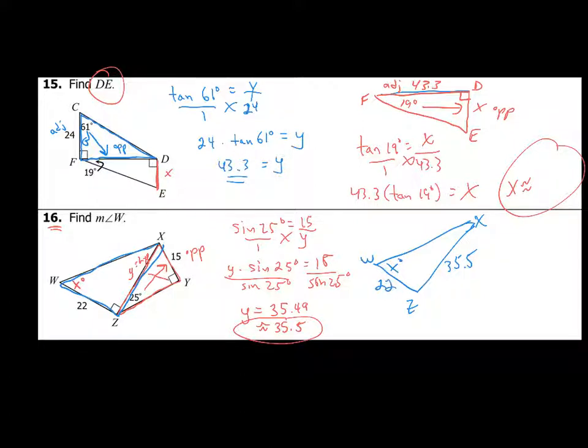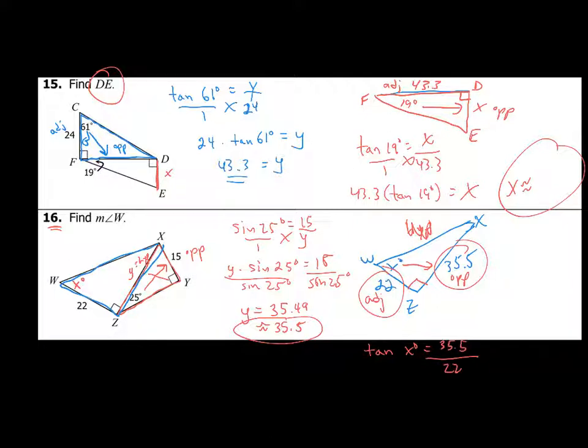So let's label them up. Who are they? Well, this is the opposite side. This is where the right angle is, so obviously this is the hypotenuse, and this is going to be the adjacent side. So we're not using the hypotenuse, we're using the adjacent and the opposite. That sounds like tangent of x degrees is equal to the opposite side, which is 35.5, divided by 22.